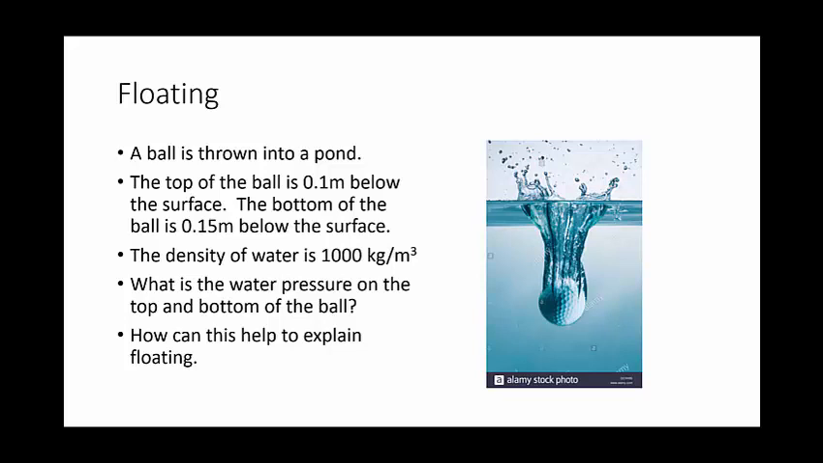Okay, so if we think about a ball that's been thrown into a pond, the top of the ball is 0.1 metres below the surface, the bottom is 0.15 metres below the surface. The density of water, as we know, is 1,000 kilograms per metre cubed. What is the pressure on the top and the bottom of the ball, and how can that help explain floating? So have a go at answering those questions, and then we'll have a look at the answers.